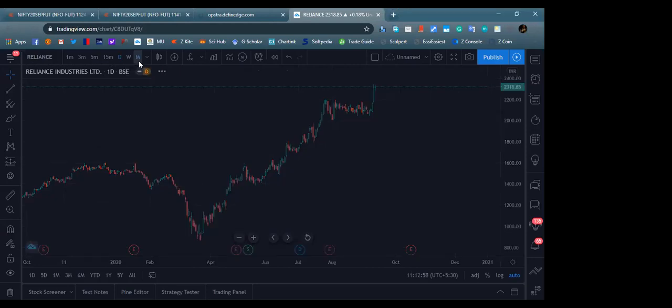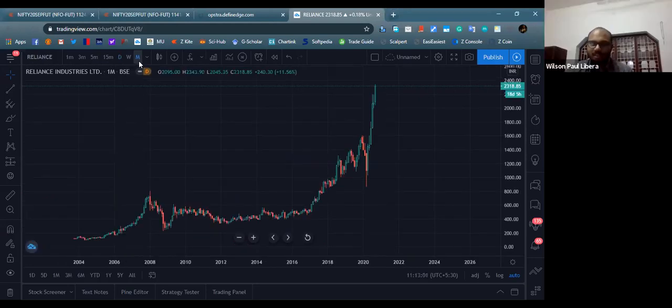So what it shows is what a stock is doing in the bigger picture. And when I say monthly time frame, what does that mean?